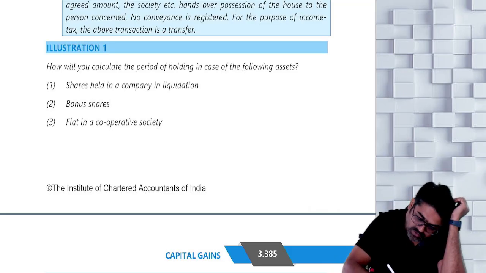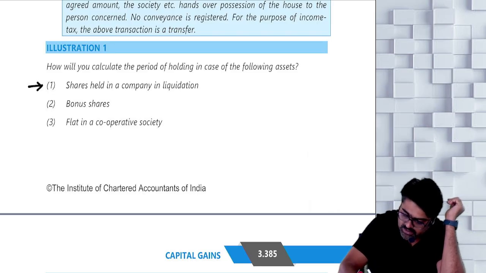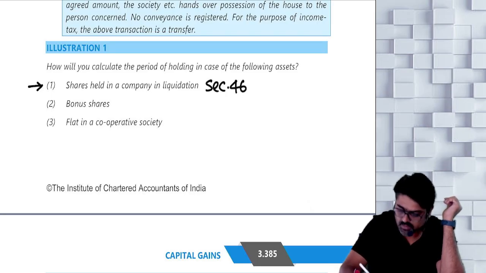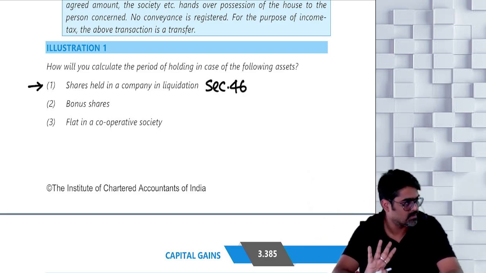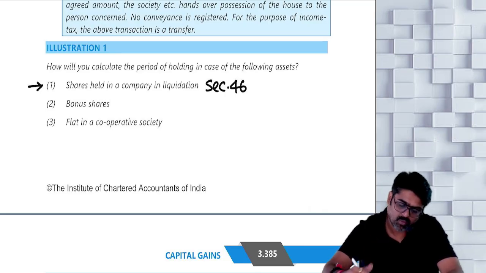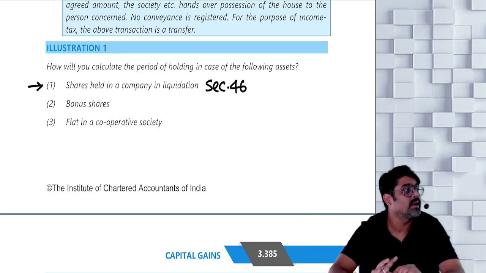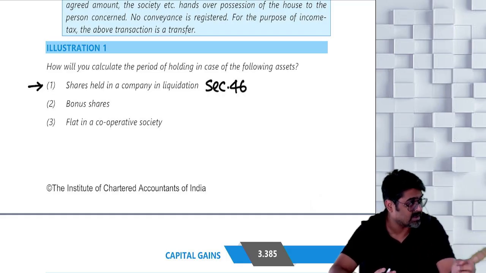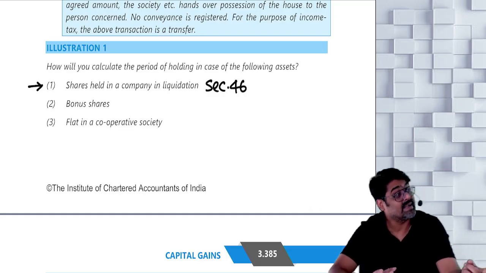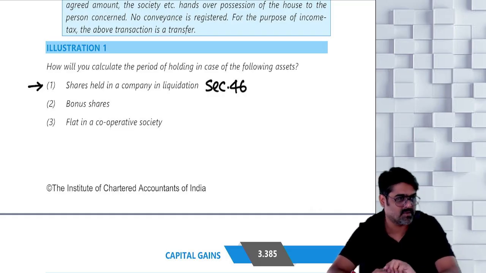See, for point number 1, there is one section 46, which I am going to do with the second part of the chapter. In section 46, you will come to know about this. But as of now, tell me, bonus shares, how will you calculate the period of holding of bonus shares? Am I asking 12 months, 24 months? No. They're telling you how will you calculate the period of holding of bonus shares.